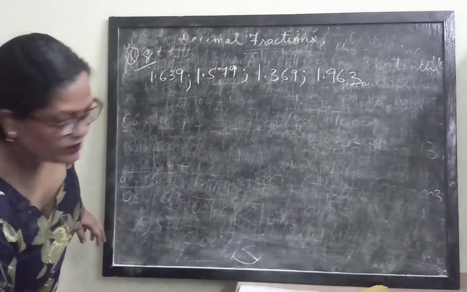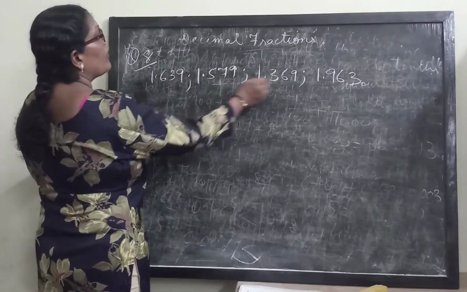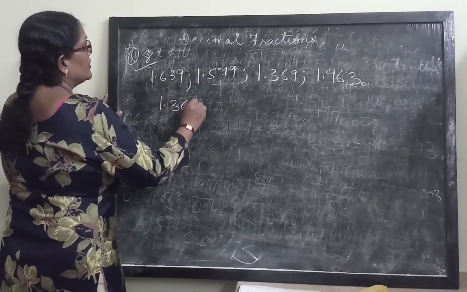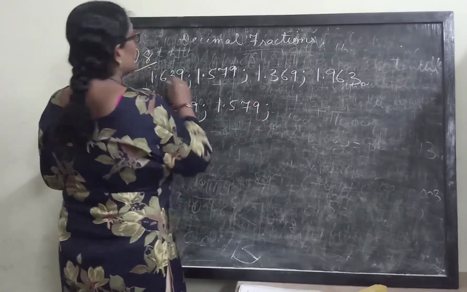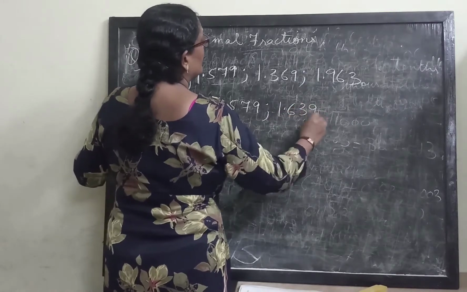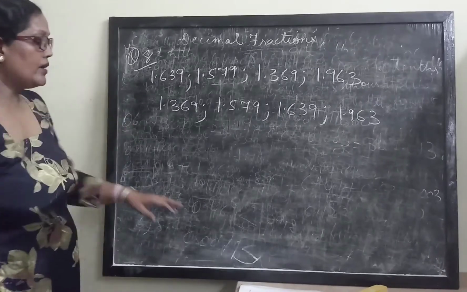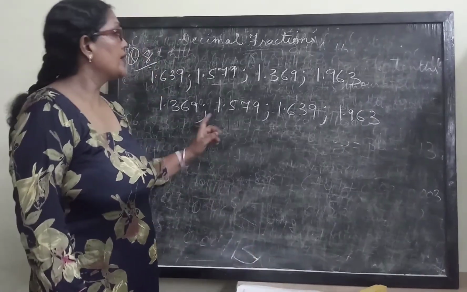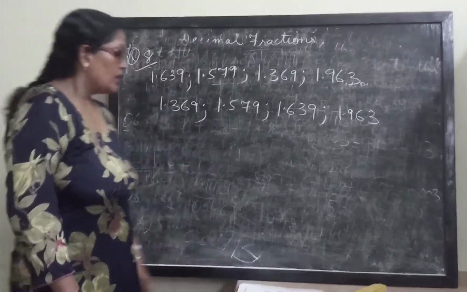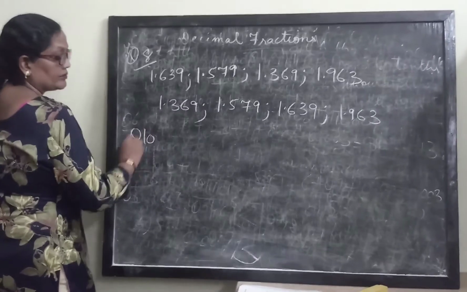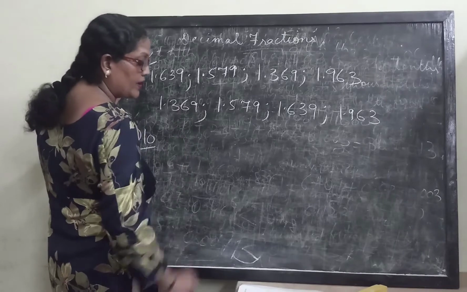Small to big means you have to write the smaller digit first. Which is the smaller here? See here, 1.369, then 1.579, then 1.639, 1.963. Ascending means small to big, then descending big to small. Descending means big to small. Now come to the 10th question. Descending order you understood now? Big to small. From first we will write the bigger number.